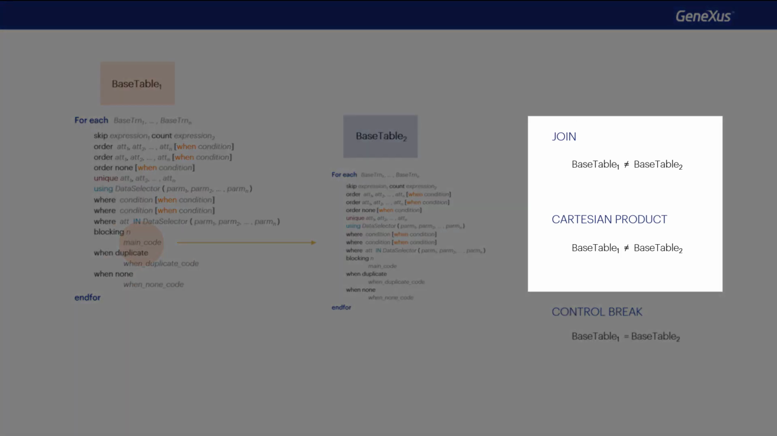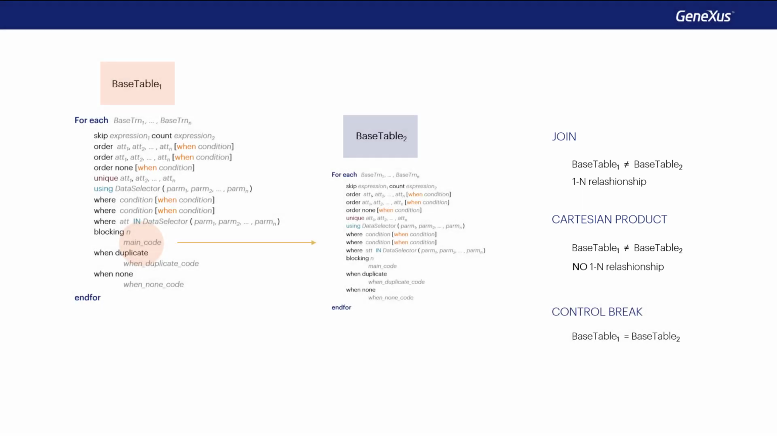What's the difference between a join and a Cartesian product? The identification of a direct or indirect one-to-n relationship. Let's formalize all cases.